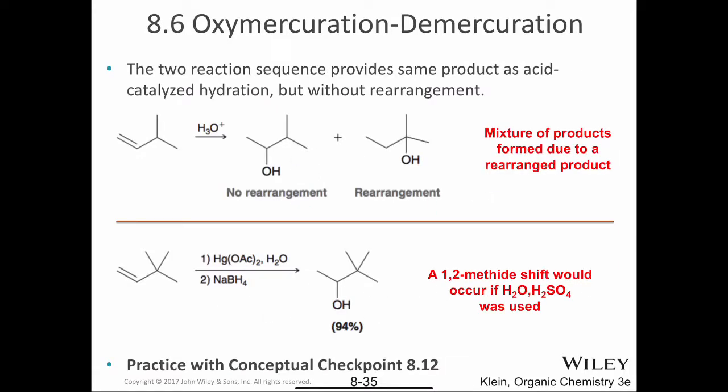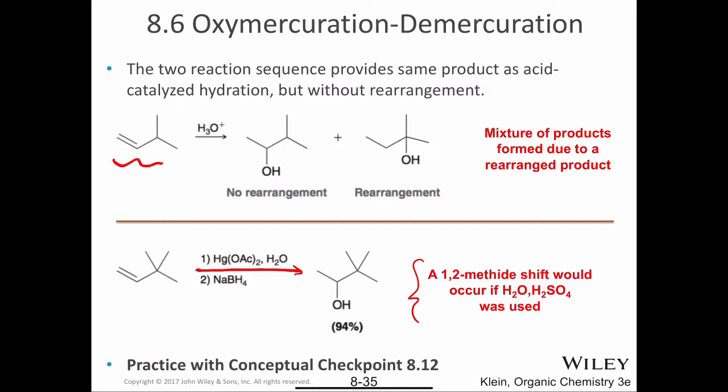So the two-step reaction sequence provides the same product as acid-catalyzed hydration, but you don't get any carbocation rearrangements. If I take this alkene and treat it with hydronium, I end up with a mixture of products, and the reason is that the mechanism proceeds through a carbocation intermediate. Because of the different mechanism, when I do oxymercuration-demercuration, I get no rearrangements. It says here that a 1,2 methide shift would occur if you had used sulfuric acid and water in this case. So oxymercuration-demercuration is a really beautiful way of adding water across a double bond and avoiding carbocation rearrangements.